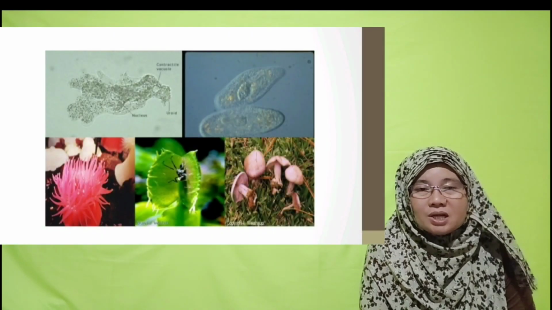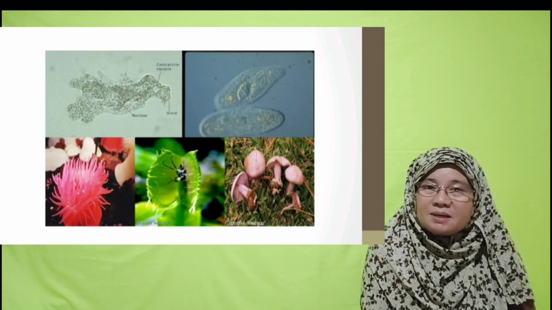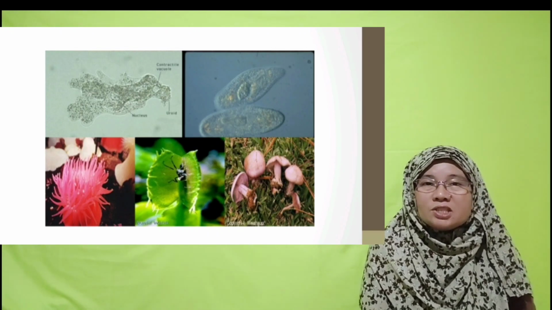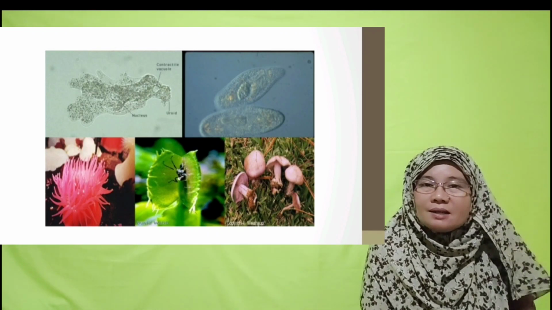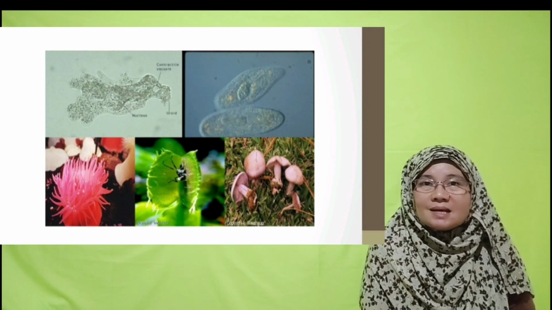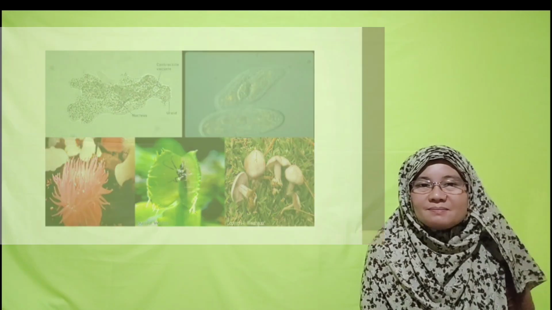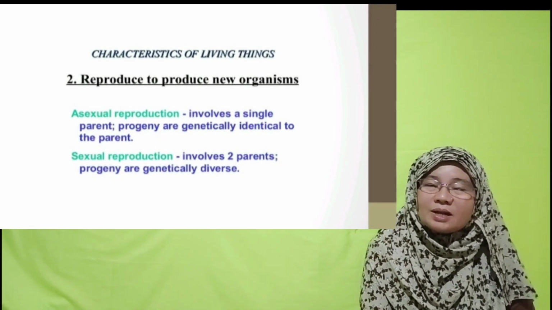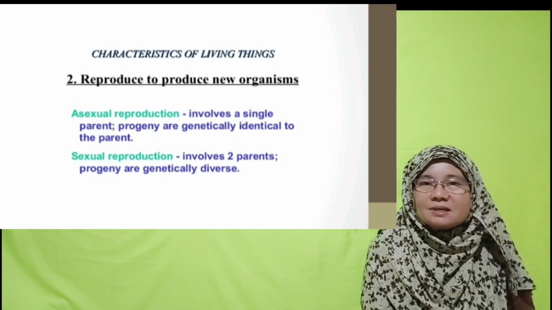Like in this picture, we have here the first picture, amoeba. The next picture is a paramecium, which is an example of a unicellular organism. And the lower part here are examples of multicellular organisms. Another characteristic of living things, number 2, is that they reproduce to produce new organisms.